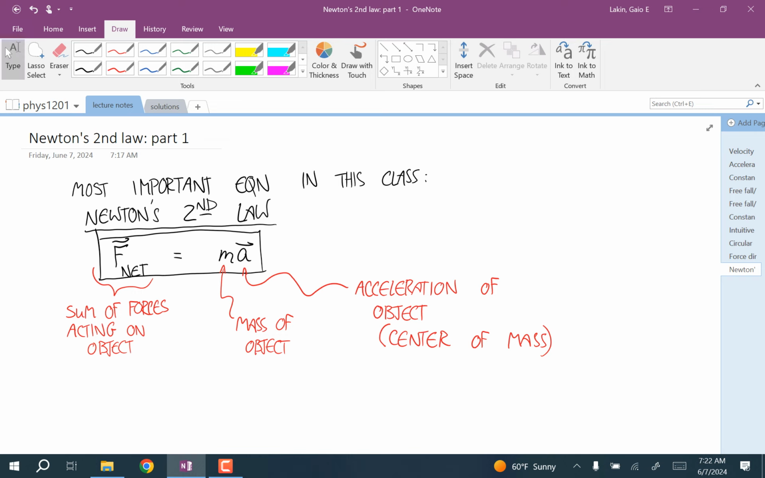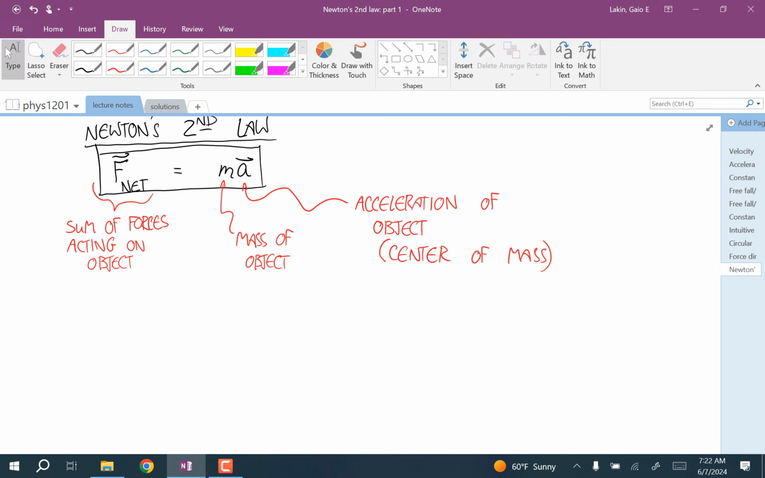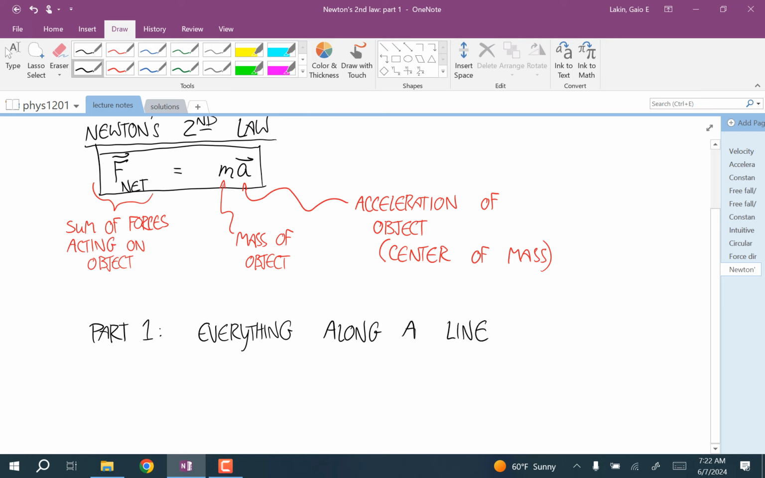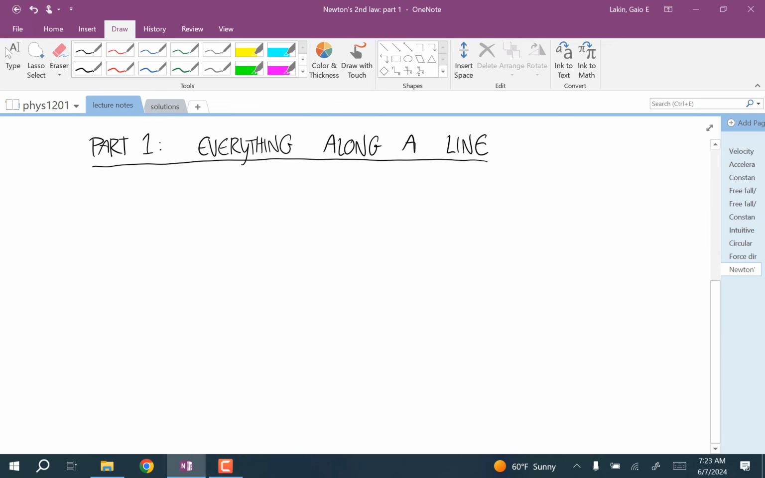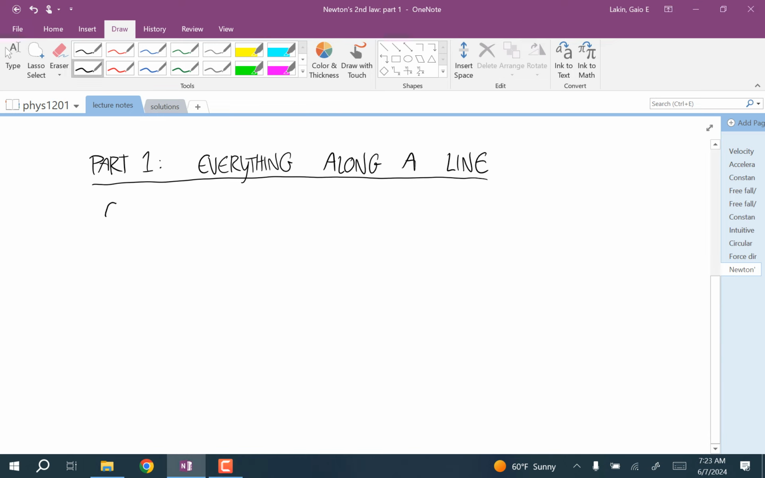And we're going to start out with part one, when everything is along a line. Later we're going to get to problems where you have to use some trigonometry, but we're going to start out with ones where you don't have to do any trigonometry. So we can just jump into how this works. I'll start with an example.